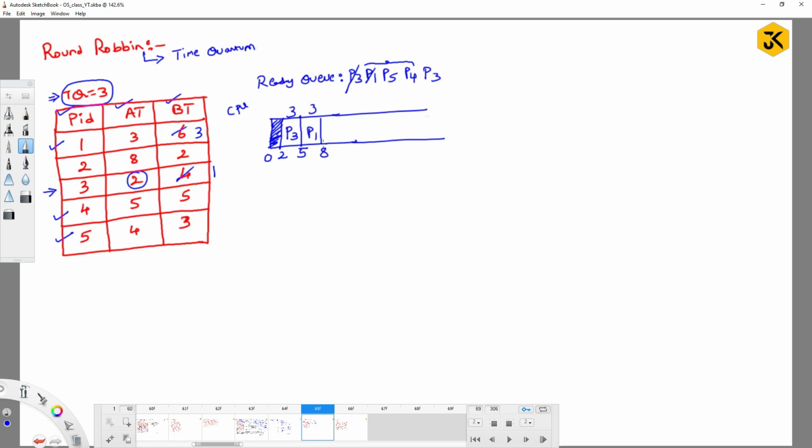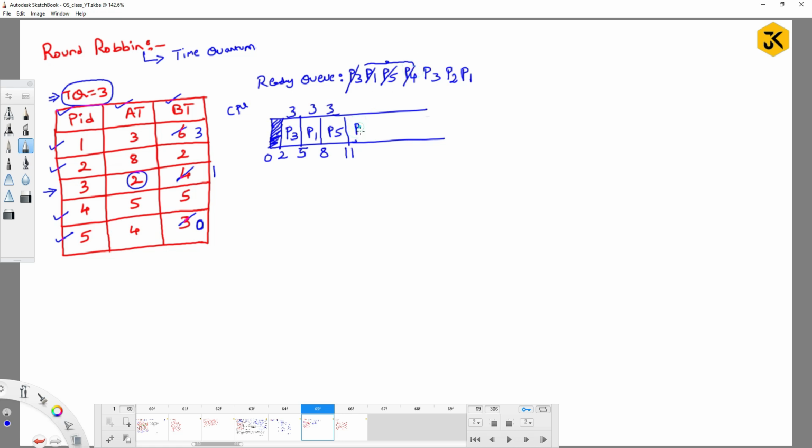By the completion of 8 units, one more process is in the ready state. So P2 will be added to the ready queue. Right? Now P1 is left with 3 more units, so it will be added to the ready queue. Then the chance is given to P5. P5 will be executed for 3 units of time and complete by 11. And as it is left with 0 units of time, it won't be added to the ready queue.